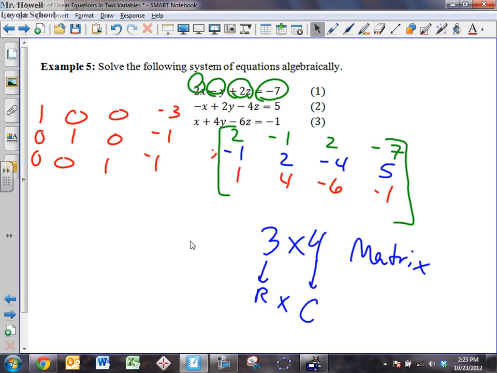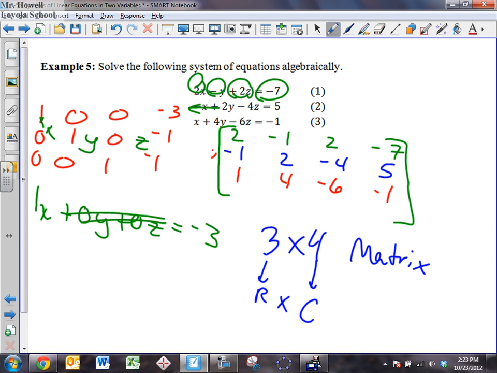If I were to take the first row and write it as an equation, here's what it would say. 1x plus 0y plus 0z equals -3. That's what this first row means. Well, 0x and 0y, do they mean anything? So this just really says what? X equals -3, which is what we got before. Put a little x here, put a y here, put a z here. This line means that y equals -1, and this line means that z equals -1.